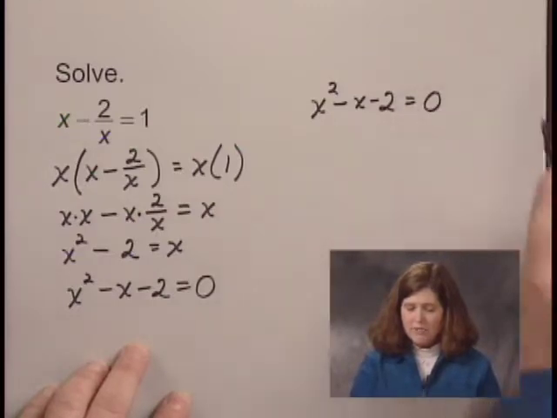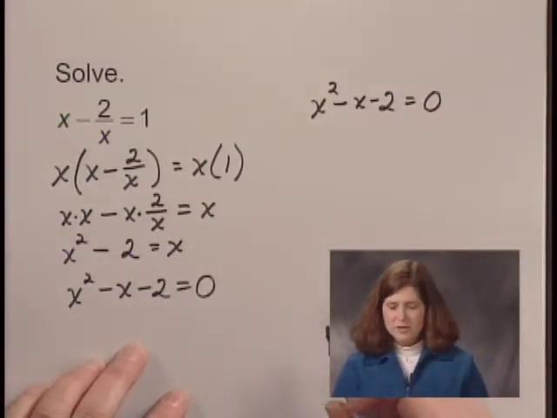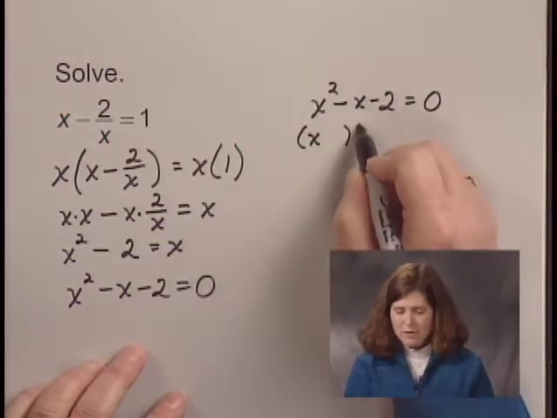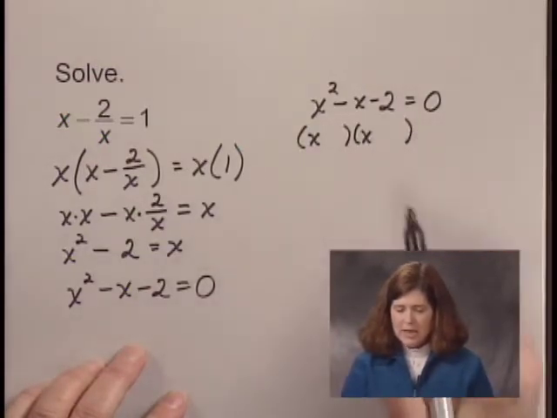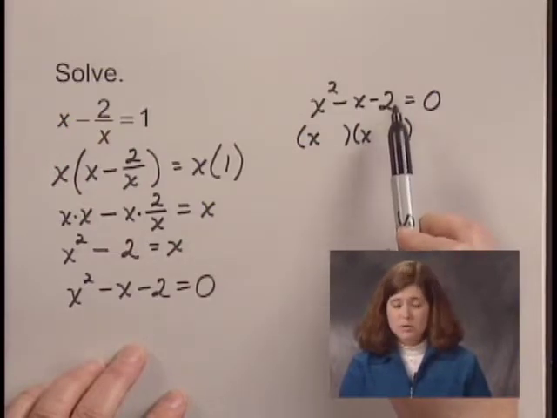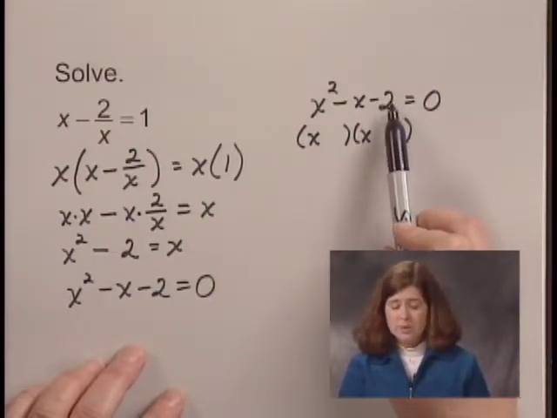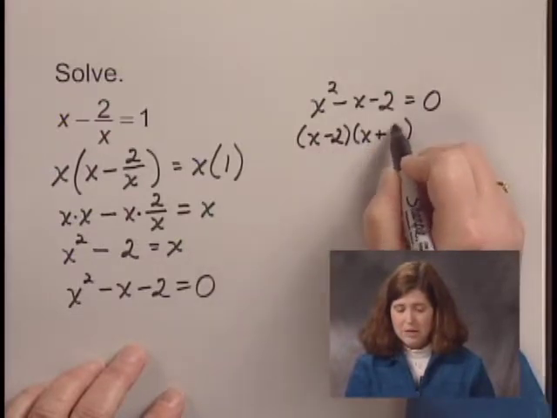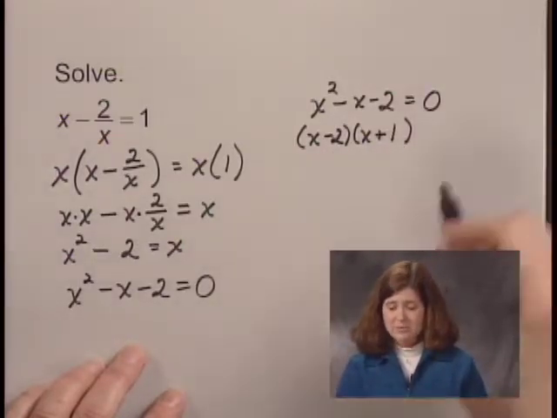And in order to solve this, I first see if I can factor. Well, I notice that if I write this as two binomial factors, there are two numbers whose product is negative 2, whose sum is negative 1. Those are negative 2 and positive 1. So this does factor.